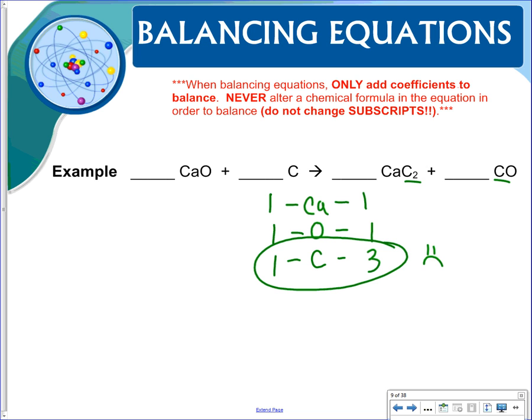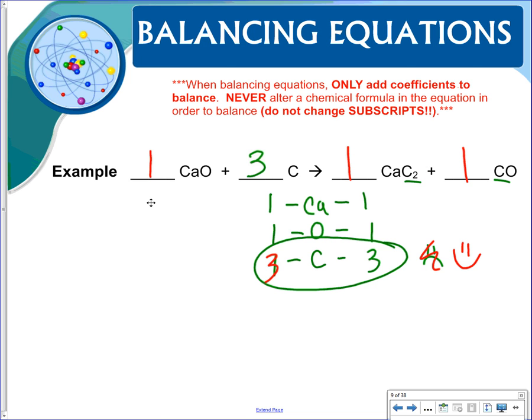Well, simple solution. By adding a coefficient of 3 on the reactant side, all of a sudden, this becomes a 3, and I am now balanced. One important thing to know is that the coefficients for any blanks are going to be 1s. Okay, so I have 1 calcium oxide reacting with 3 carbon atoms, etc.